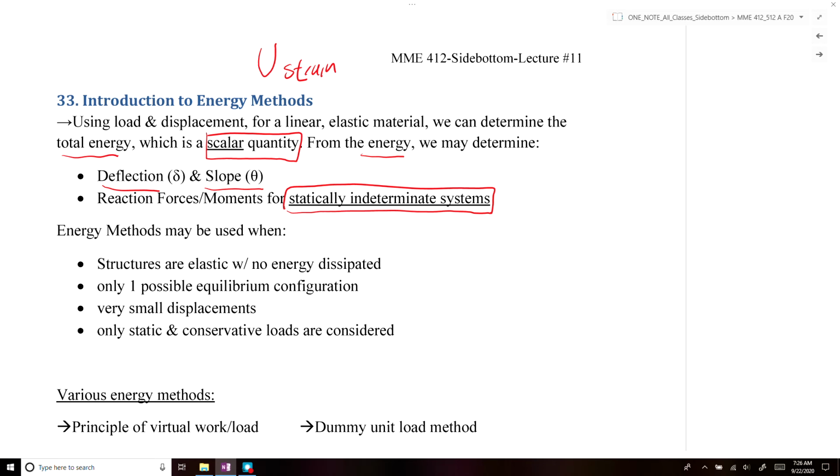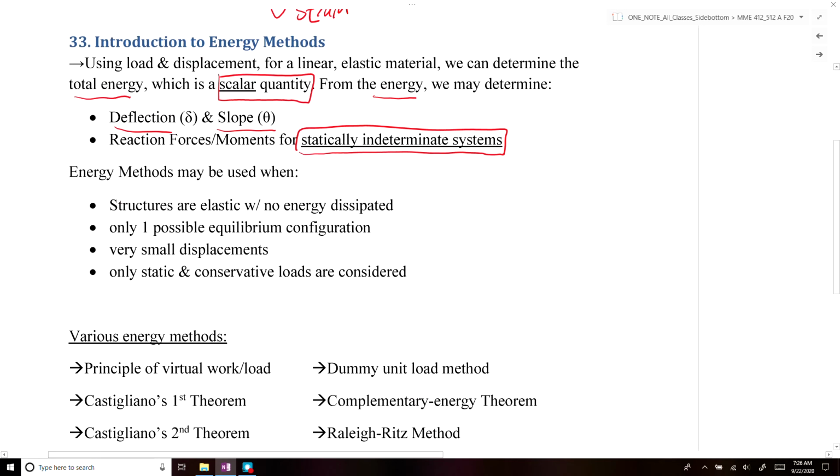There are limitations to energy methods; they're not perfect. You can only assume that no energy is dissipated within the system, so we're in the elastic region of our stress-strain curve. We're assuming that there's only one equilibrium configuration, so that something can only displace in one direction. There are very small displacements, and only static loads are concerned. So static and conservative, which means basically constant loads.